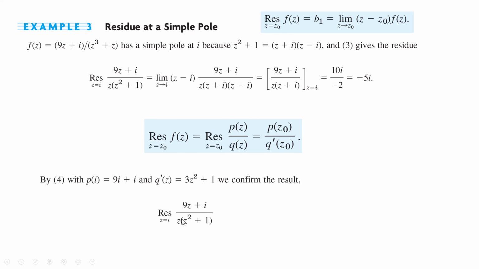And the residue, therefore, will be 9z plus i divided by 3z squared plus 1, evaluated at z equal to i. And if you do that, again you get 10i in the numerator, the denominator becomes 3 times i squared, which is -1. So -3 plus 1, again becomes 10i over -2, which becomes -5i, the same as here. See, they both give you the same thing. Any questions so far?